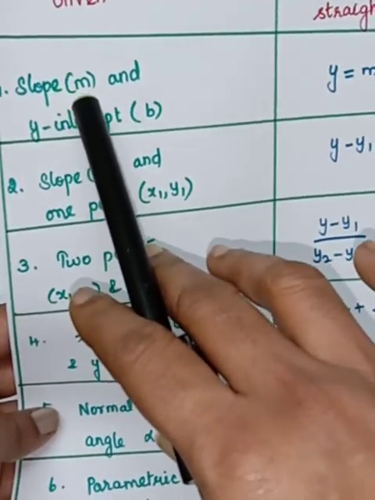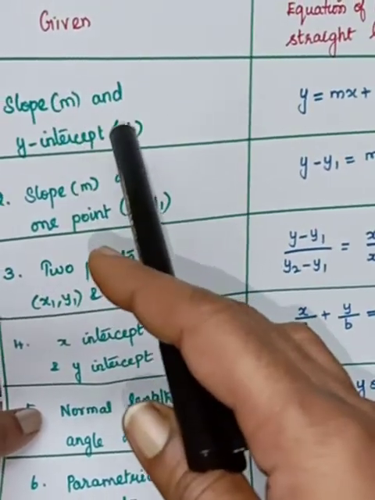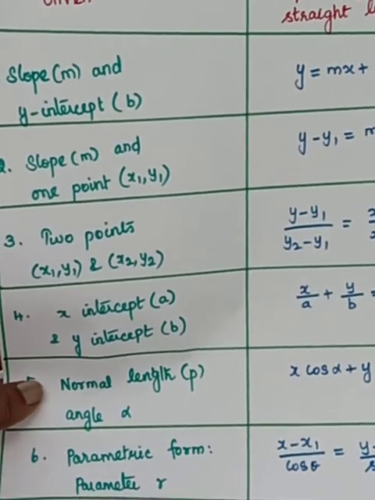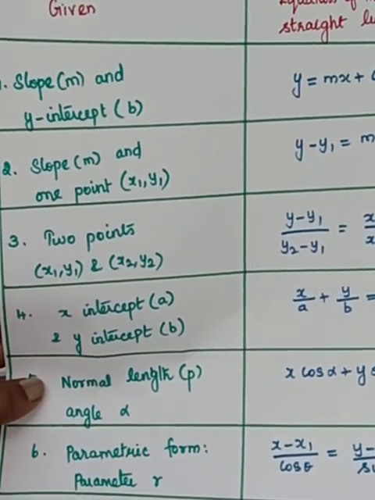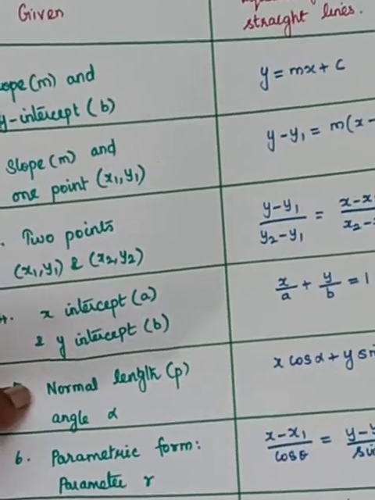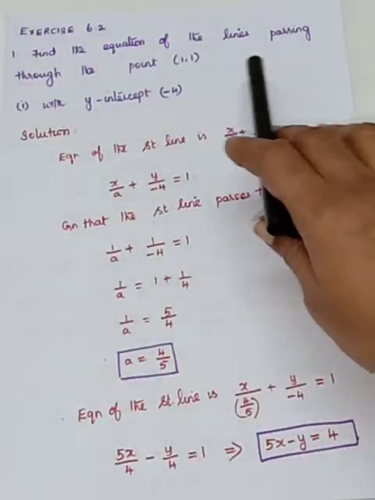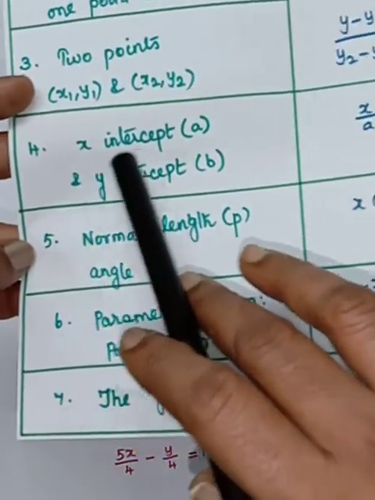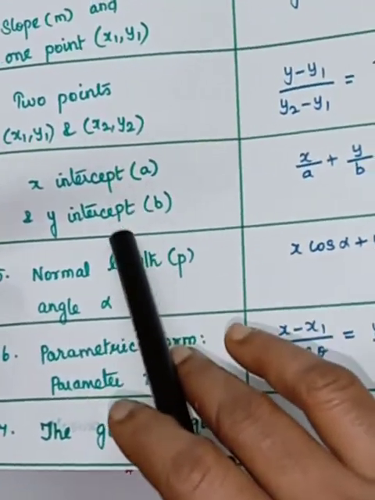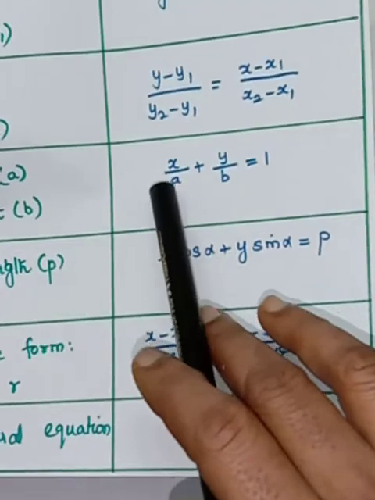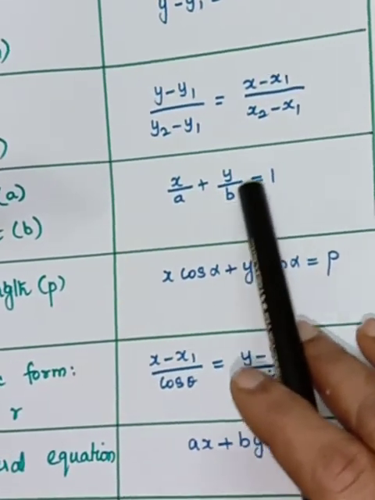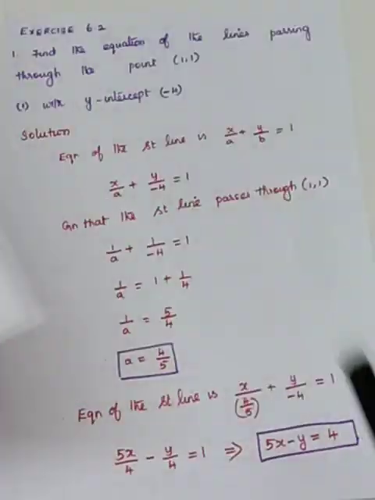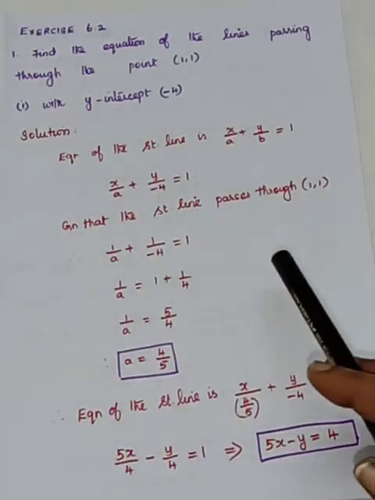If the slope is needed, you should know the angle. If we know 2 points we can find the slope, or if we know one angle we can find the slope. But here the angle is not given, only one point is given. So here, if we have the x-intercept and y-intercept, you can write the equation of the straight line as x by a plus y by b is equal to 1. The y-intercept alone is given, so we are going to find the x-intercept.